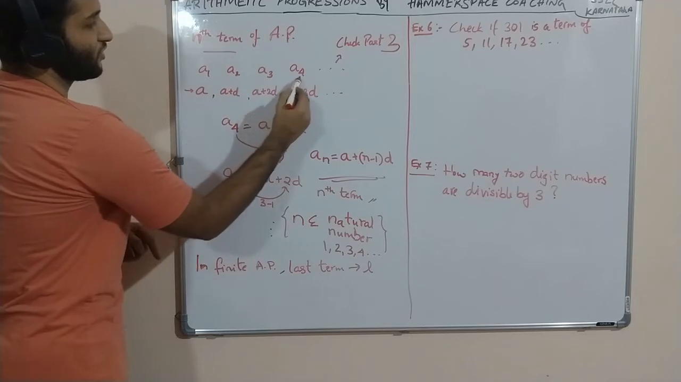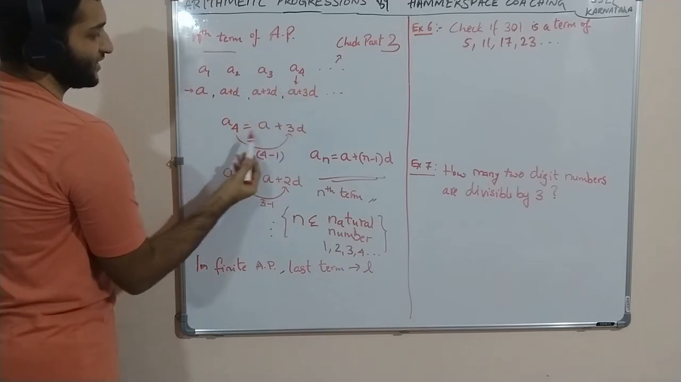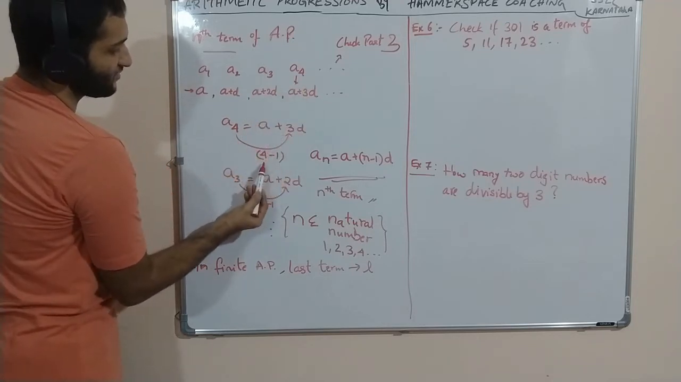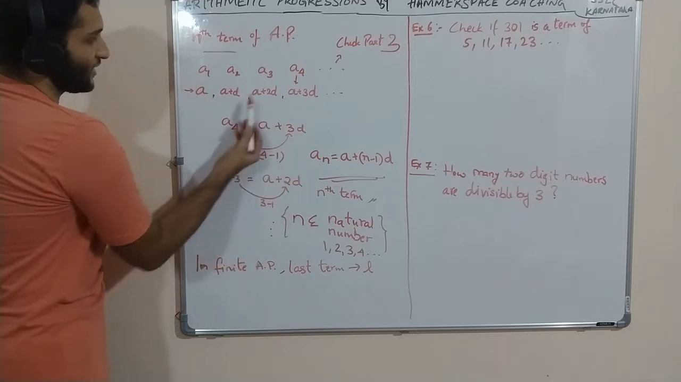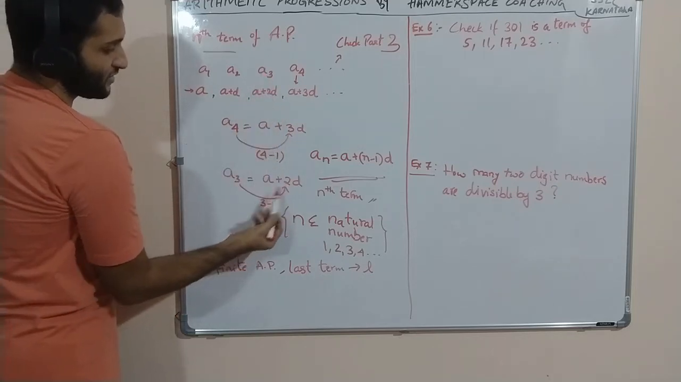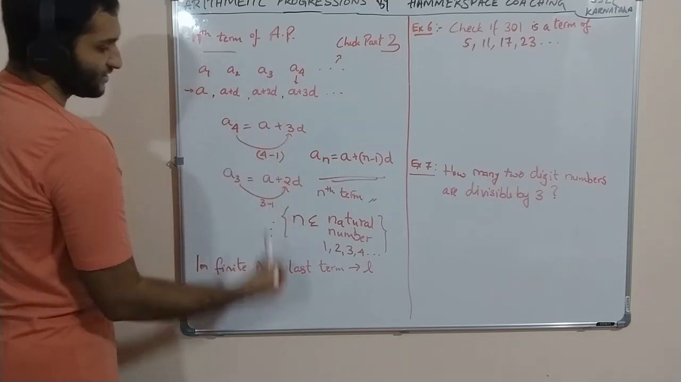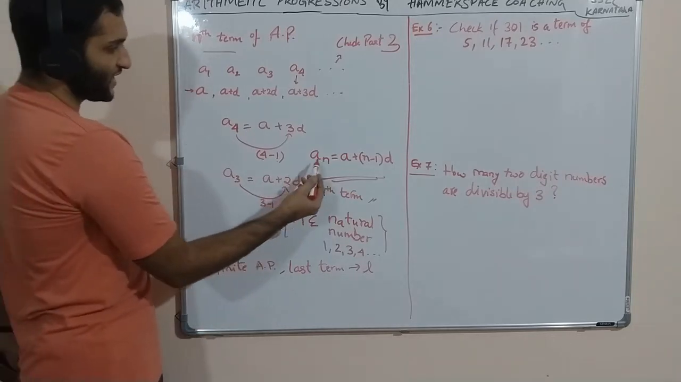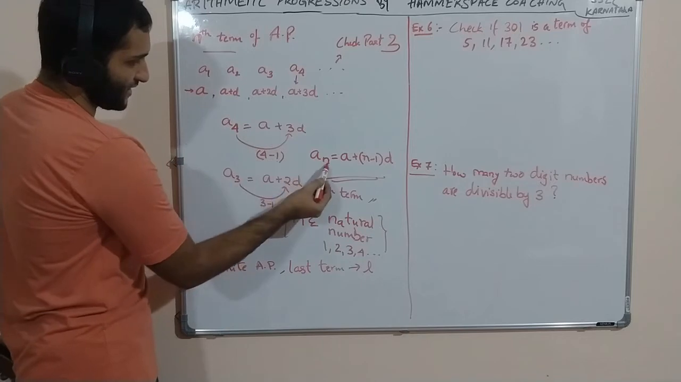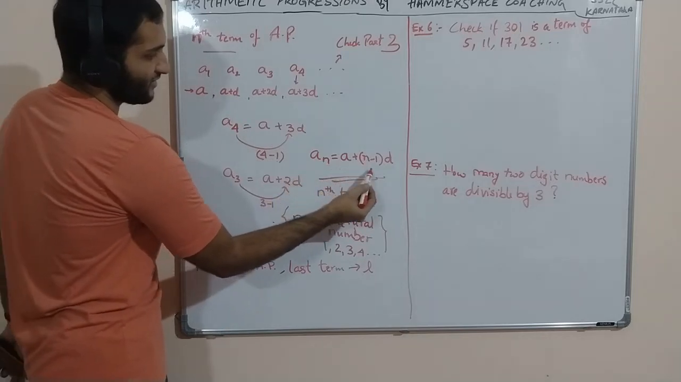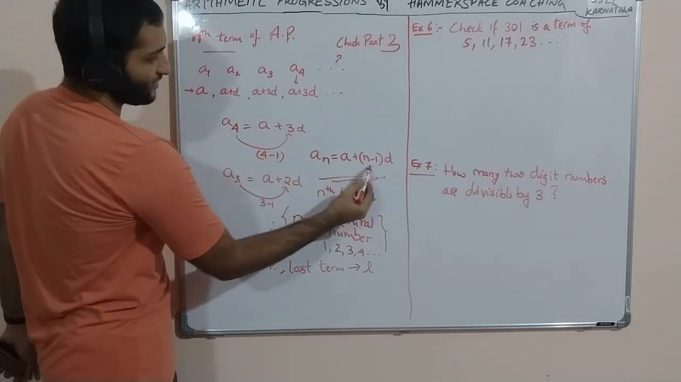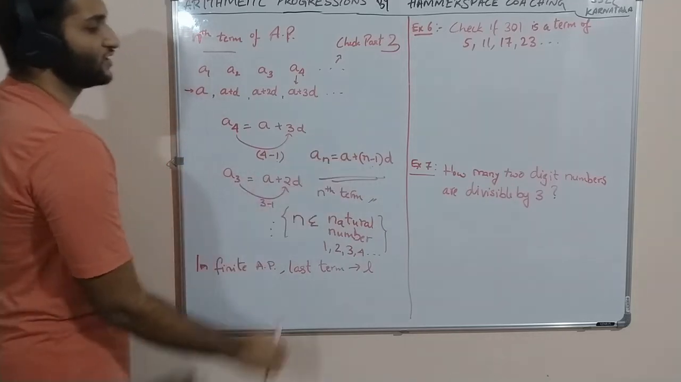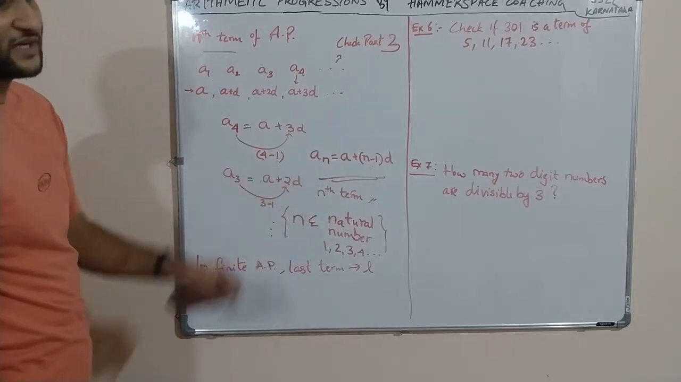So observe that a4 is a plus 3d, where 3 is 4 minus 1. a3 is a plus 2d, where 2 is 3 minus 1. So we can write a general term an as a plus (n minus 1) into d. So this is the general form of an AP.